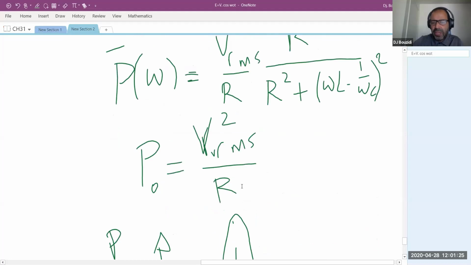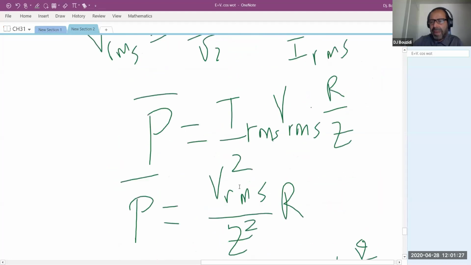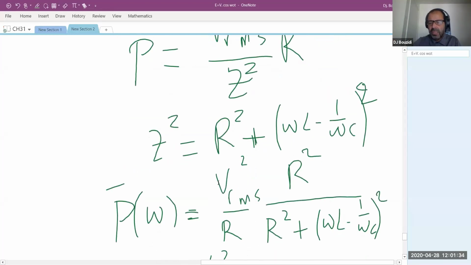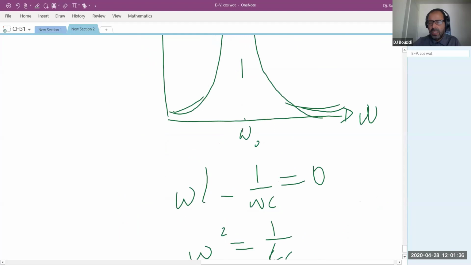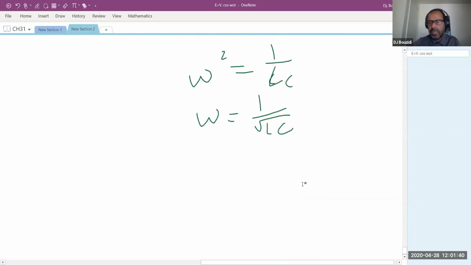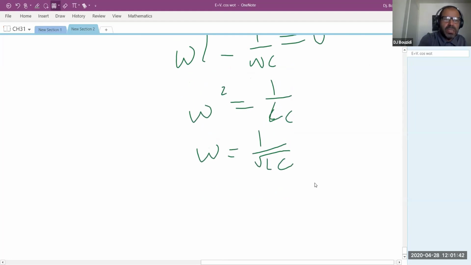And that too will make the current max. That will make everything max. Remember that, I think, from the last part, where everything maxes around that value. So this is what we call the resonance frequency, where everything starts to become maximum. So this is your omega naught. This is the natural frequency of the circuit.